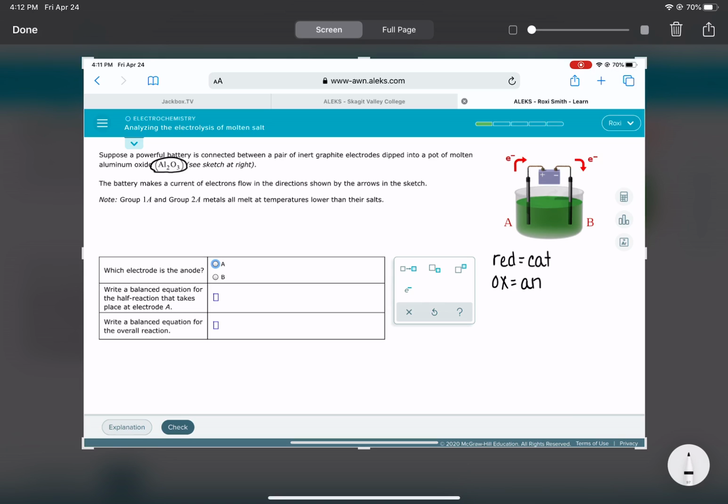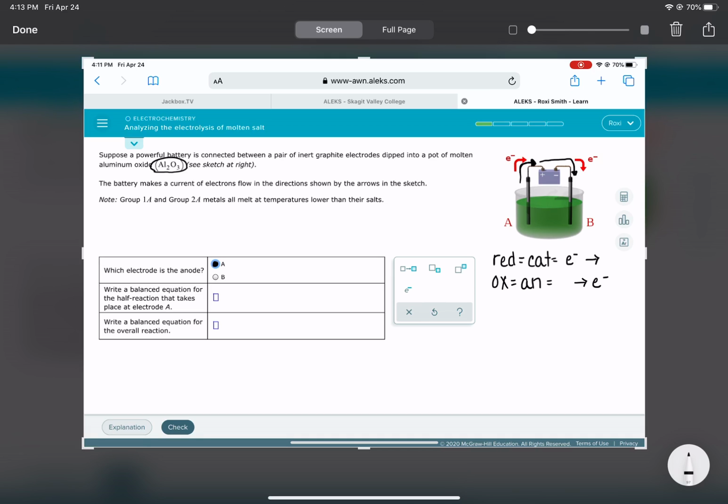Then we have oil rig, which helps us remember oxidation is loss. So in an oxidation reaction, electrons are being lost, so they're one of the products of the reaction. And reduction is gain, so in a reduction reaction, an electron is a reactant. It's being added to something. When we look at the diagram, we can see the flow of electrons. They're moving from electrode A to electrode B. Electrons are leaving A and being added onto electrode B, so A is the anode, because the anode is the location where electrons are being lost.